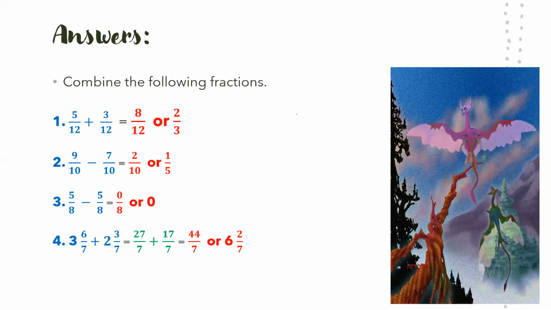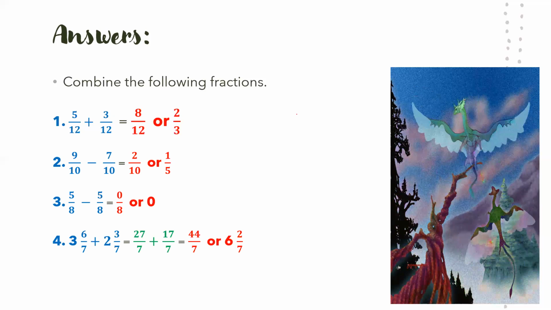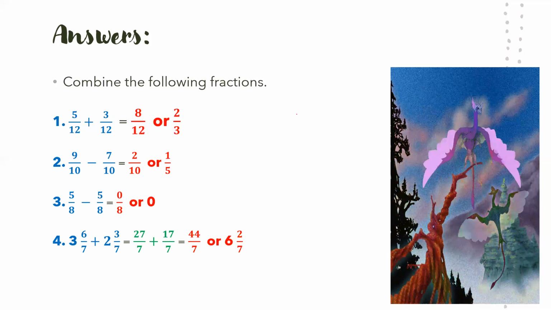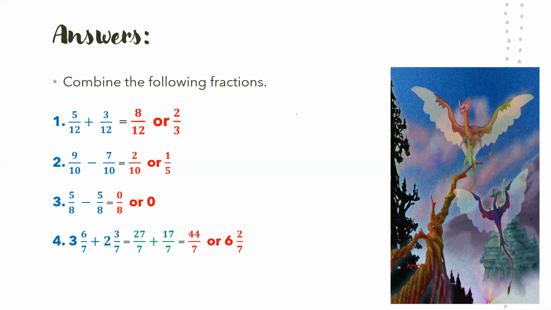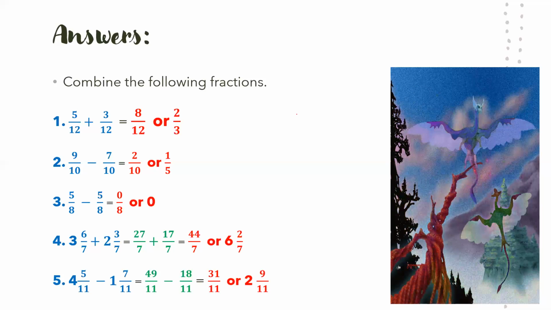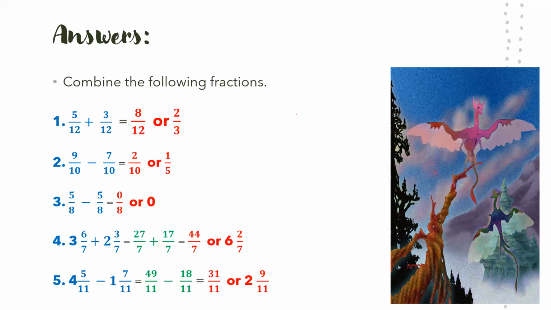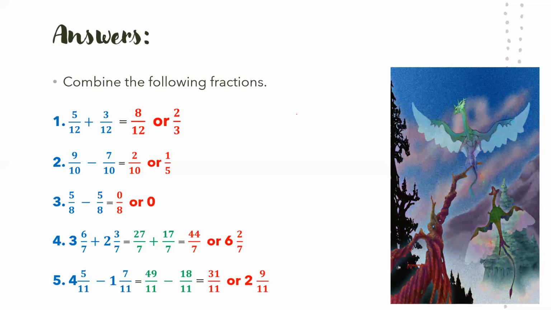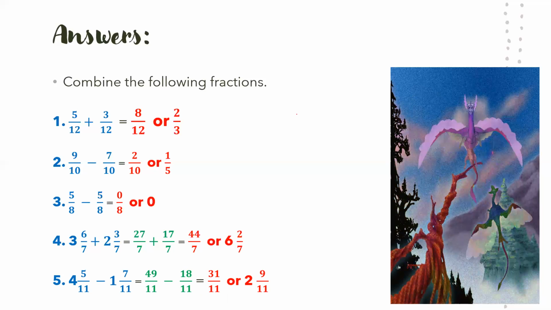Number 4, 3 and 6 over 7 plus 2 and 3 over 7 is equal to 27 over 7 plus 17 over 7, which is equal to 44 over 7 or 6 and 2 over 7. And number 5, 4 and 5 over 11 minus 1 and 7 over 11 is equal to 49 over 11 minus 18 over 11, which is equal to 31 over 11 or 2 and 9 over 11.